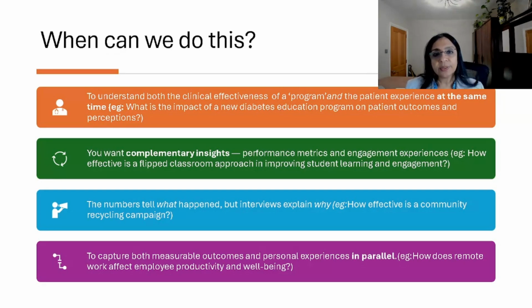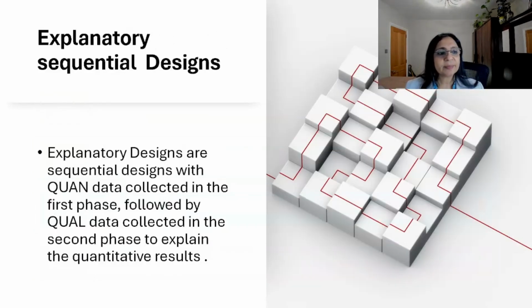For example, how effective is a community recycling campaign? To capture both measurable outcomes and personal experiences in parallel, how does remote work affect employee productivity and well-being? These are some of the examples of when we can do convergent mixed method research design.